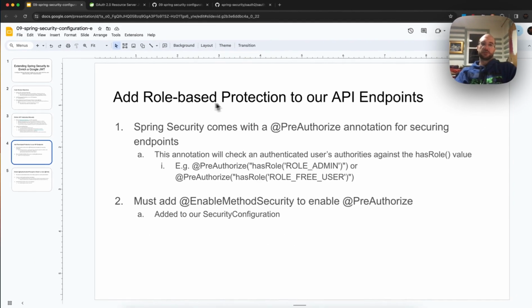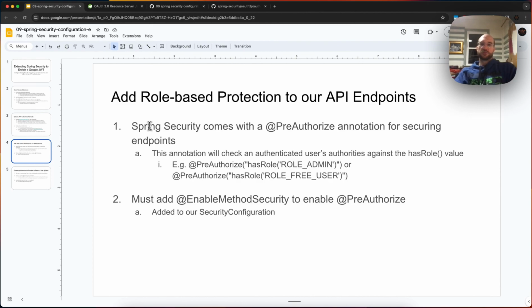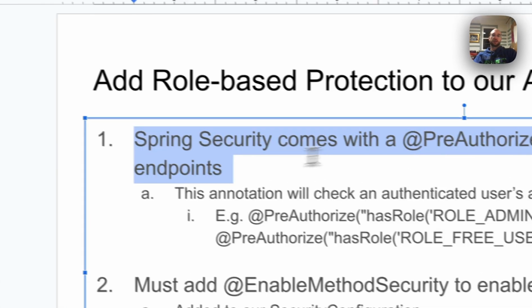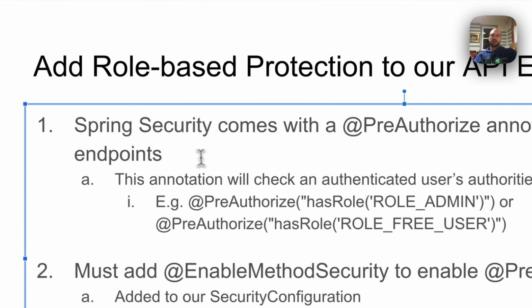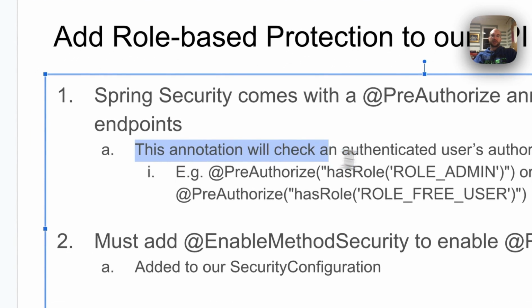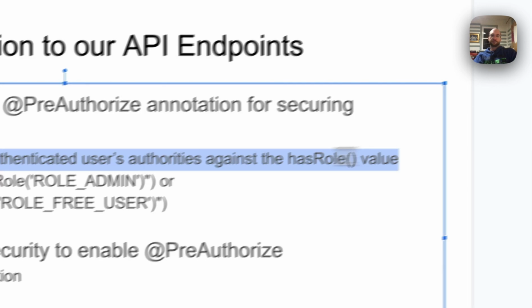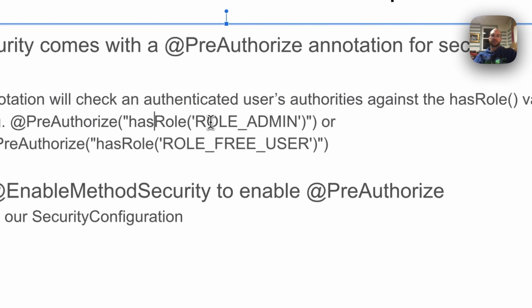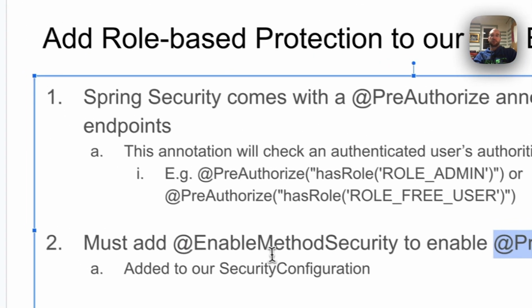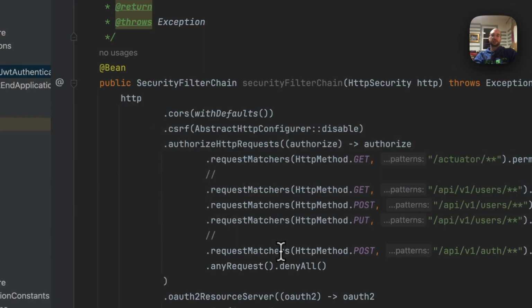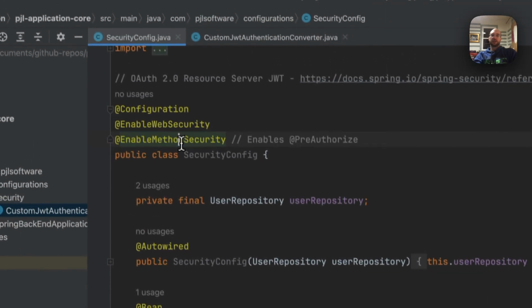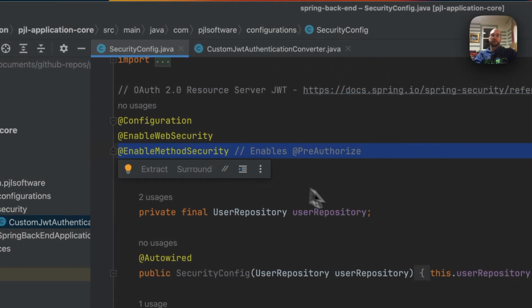We add role-based protection to our API endpoints. Spring Security comes with a PreAuthorize annotation for securing endpoints. This annotation will check an authenticated user's authorities against the has role value. So it'll check your authorities, and does it have a role that matches this? To use PreAuthorize, you have to have EnableMethodSecurity on. And so we just added EnableMethodSecurity to our security config.